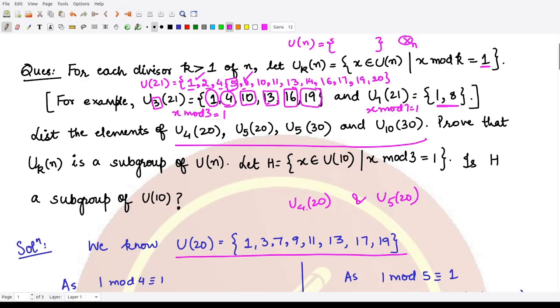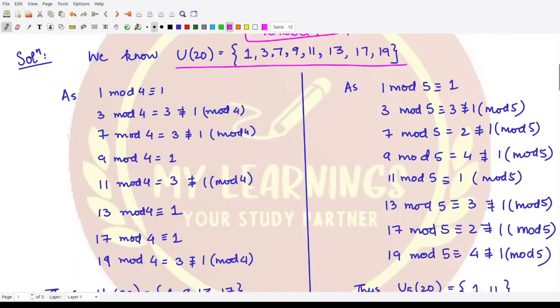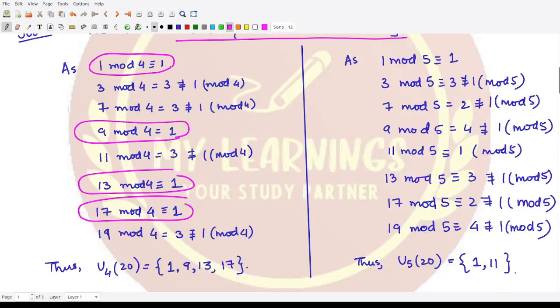For U_4(20), we are looking for all those x such that when you take x mod 4, you get 1. And for U_5(20), we are looking for all the elements x such that when you take x mod 5, you get 1. So first let's see the first case. When you compute mod 4 of all these elements, you obtain 1 only for the members 1, 9, 13 and 17. So these 4 elements only give you the remainder 1, others don't. So these 4 elements come into your set, and this is your answer.